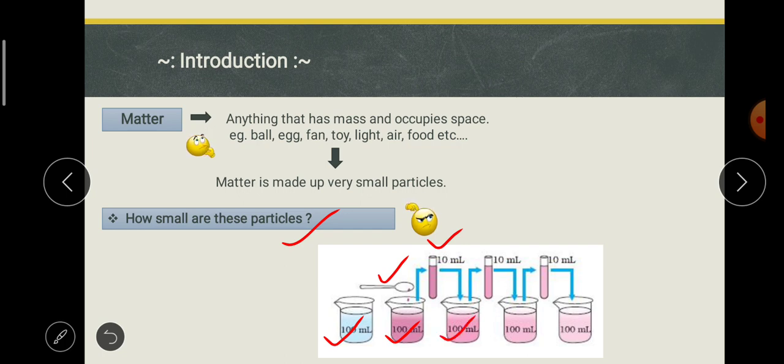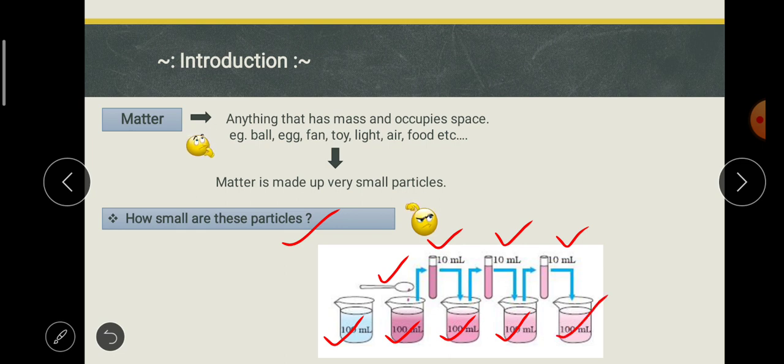Now in the second tumbler we'll observe that the color of water will be light purple. Again we'll take 10 milliliters of water from this light purple and we'll add it to the third tumbler. This time the color of water will be pink. Again we'll take 10 milliliters of water and we'll add it to the fourth tumbler. This time the color of water will be light pink.